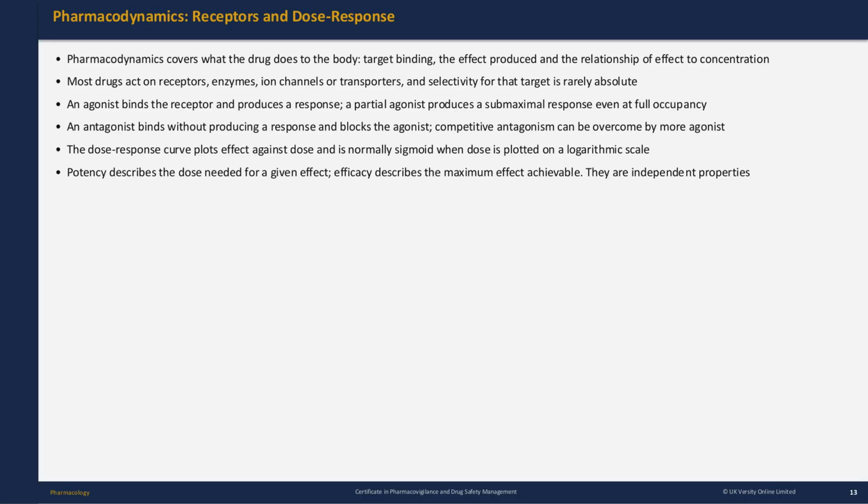Most drugs act on receptors, enzymes, ion channels, or transporters, and selectivity for that target is rarely absolute. An agonist binds the receptor and produces a response. A partial agonist produces a submaximal response even at full occupancy. An antagonist binds without producing a response and blocks the agonist. Competitive antagonism can be overcome by more agonist.